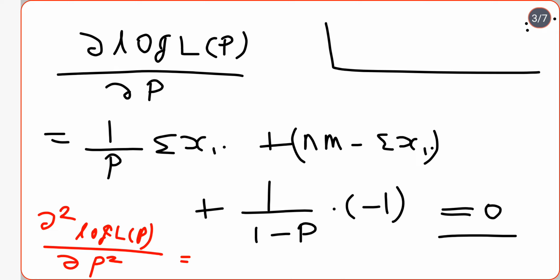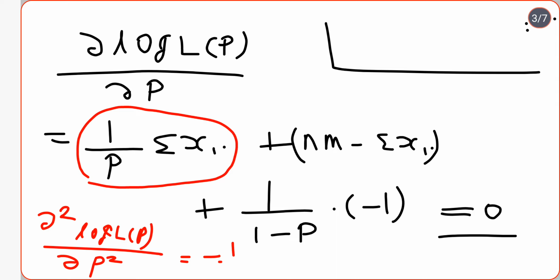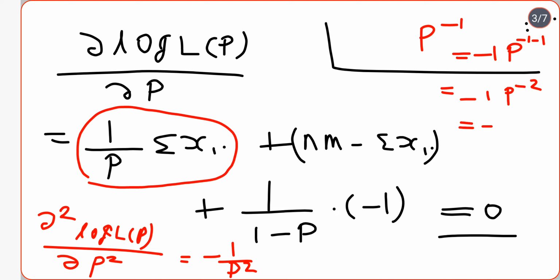So now what will be the value of the second order condition? I am not going to derive it entirely, I am just going to write the value. You may check it after doing the derivative, this part is going to give us the value of minus 1 by p square. How? I am just going to give a little hint. 1 by p is nothing but p to the power minus 1. If you do the derivative with respect to p, it will be minus 1 into p to the power minus 1 minus 1, so it will be minus 1 by p to the power minus 2. So it will be minus 1 into 1 by p square. That's how I am finding minus 1 by p square here.